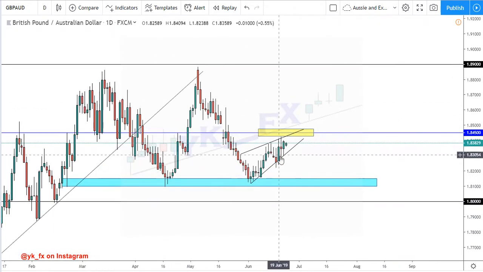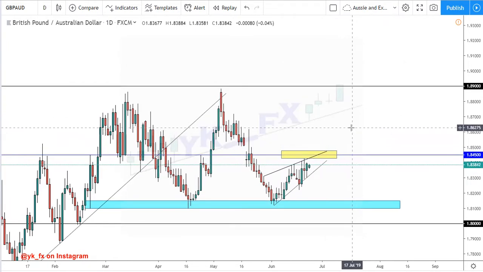Really interesting. If, however, we smash through, we see some pound strength, some Aussie weakness.